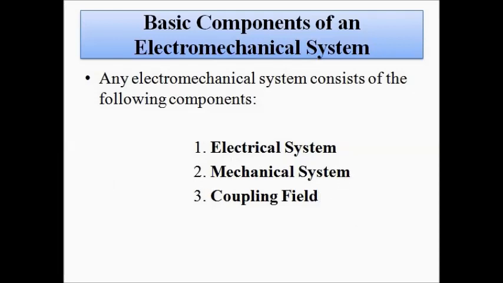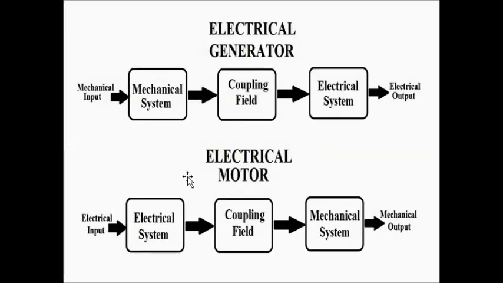So this coupling field is generally the magnetic field. Okay, so this is the block diagram for both the electrical generator and the electrical motor. So for an electrical generator, the input is mechanical type, be it mechanical movement, motion, force, torque, anything, and the output is of electrical nature, be it voltage or current.